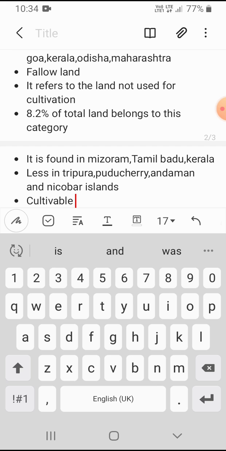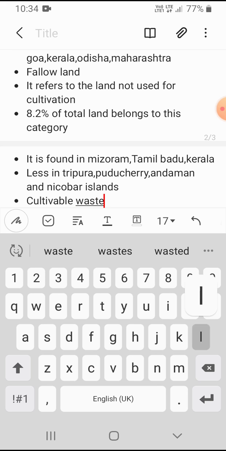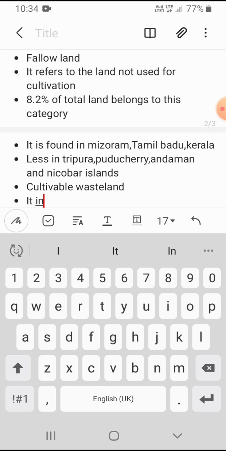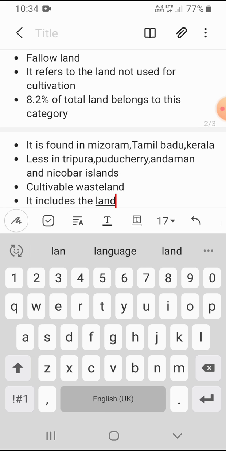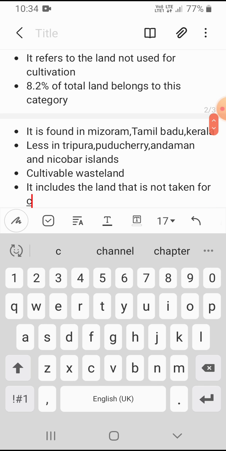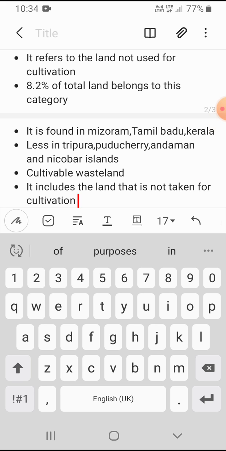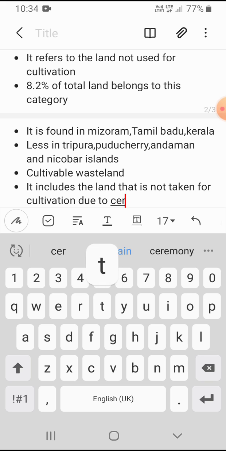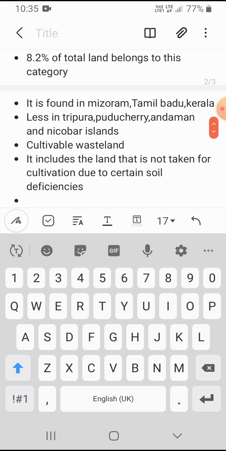Next is cultivable wasteland. Cultivable wasteland includes the land that is not taken for cultivation due to certain soil deficiencies, meaning certain soil problems.